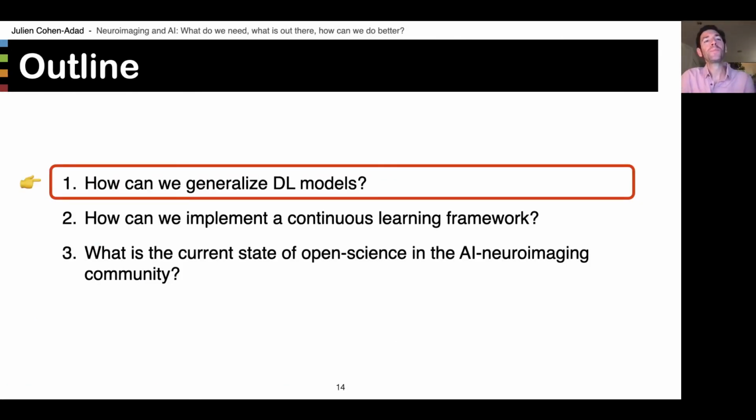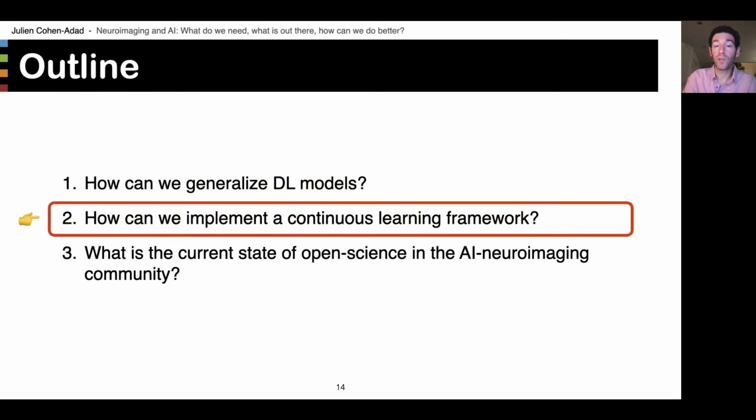So we talked about the issue of generalization and avenues to incorporate prior knowledge to improve the performance of deep learning models. The next point I would like to address concerns continuous learning in medical imaging.